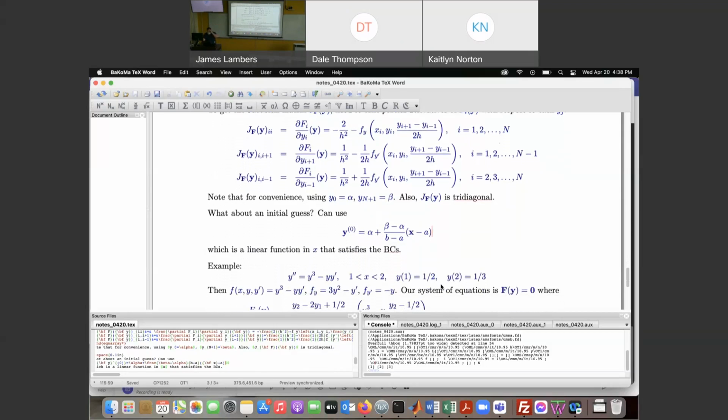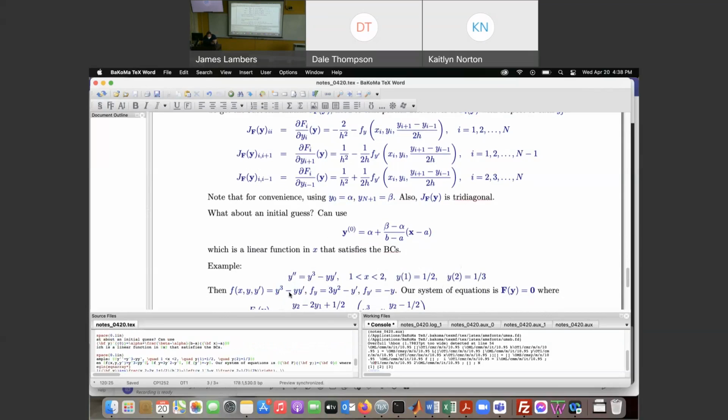So as an example, here's my nonlinear ODE on the interval 1 to 2, and my boundary values. This is my function f, that's just the right-hand side. So I need the derivatives of this with respect to y, which is right here, and then with respect to y prime, which is minus y. So in this case, I'm thinking of y and y prime as independent variables for purposes of this differentiation.